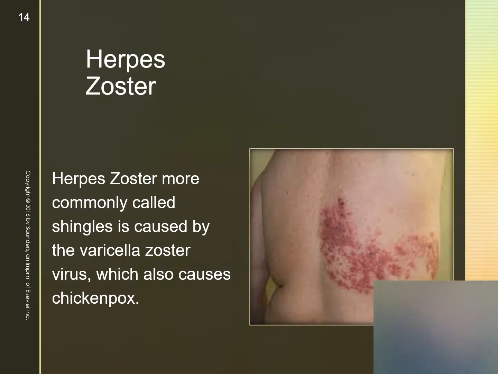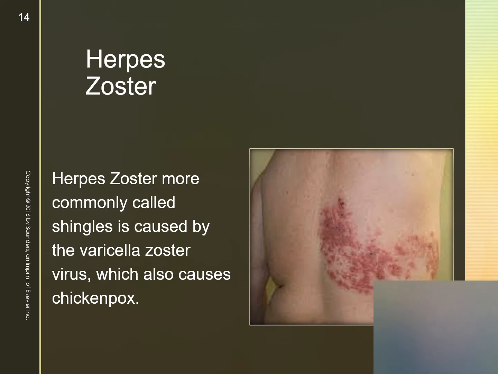Herpes zoster is more commonly called shingles, and it's caused by the varicella zoster virus. This also causes chickenpox, and that lies dormant in the body for years. So herpes zoster comes around because of reactivation of the varicella zoster virus. Symptoms will occur in one or more cranial spinal nerve routes and can cause eye ulcerations, vertigo, and permanent hearing loss and stroke.